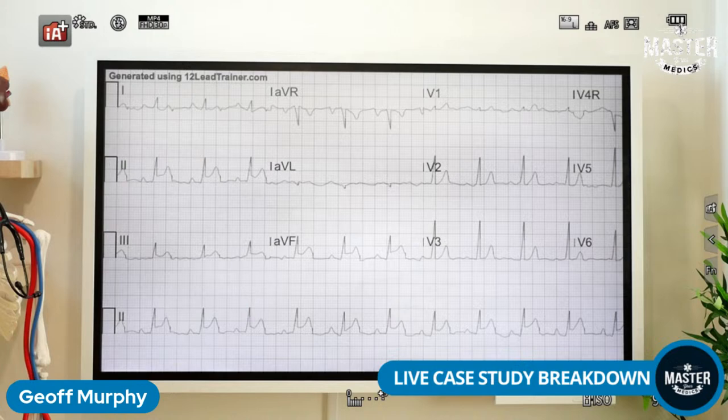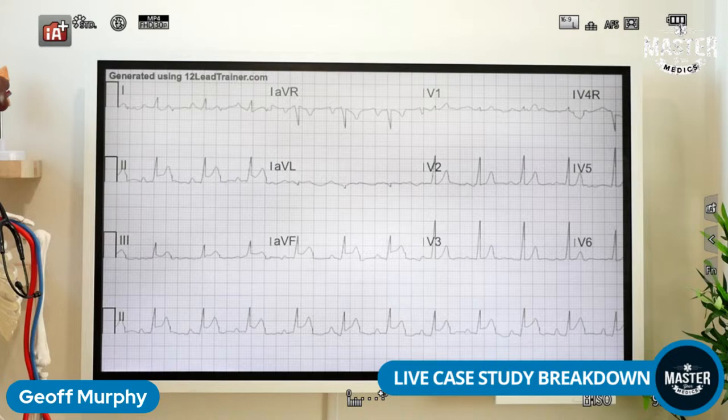Inferior STEMI, elevation in 2, 3, aVF, STEMI. Okay, ignore V4R for a moment. I want you to just look at the main stuff. Lead 2, not 1. Okay.